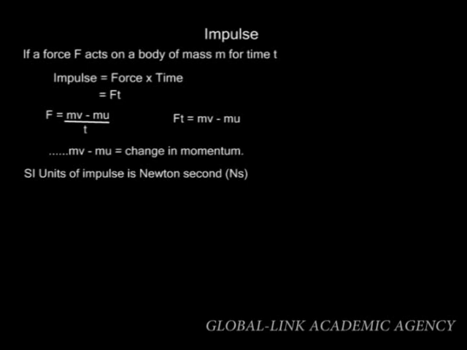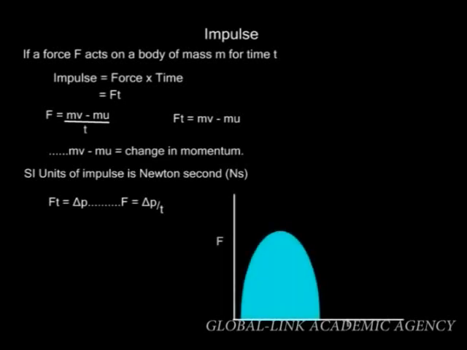Since the rate of change of momentum is equal to impulse, that is Ft is equal to change in p, then F is equal to change in p over t. Thus, a force can be defined as the rate of change of momentum. A plot of F against t is as appears on your screen. The area under the curve is Ft, or change in momentum during collision.